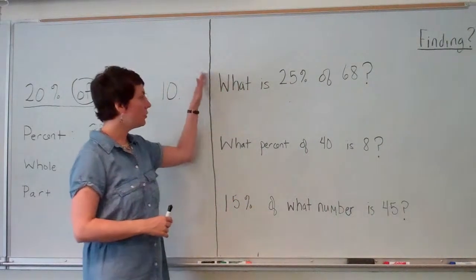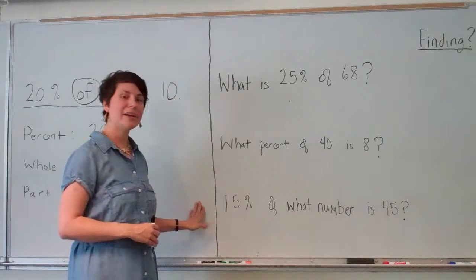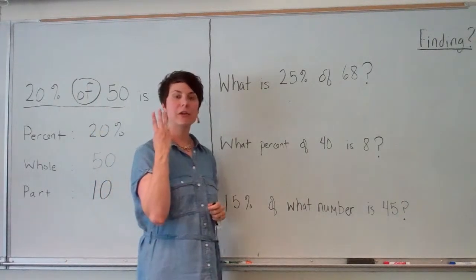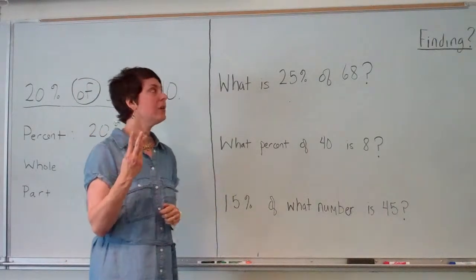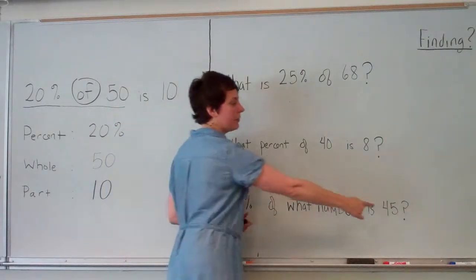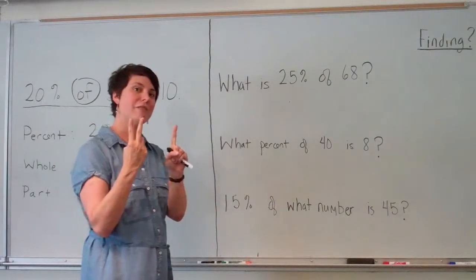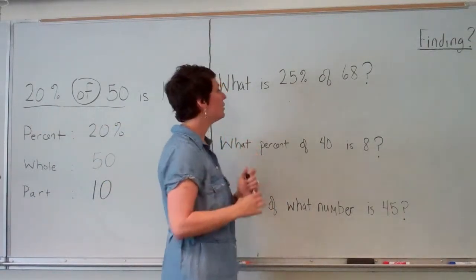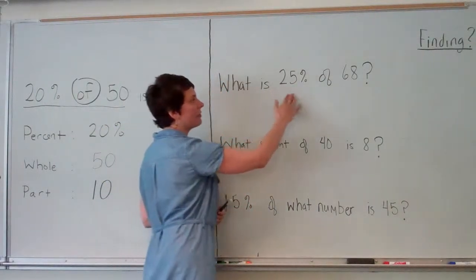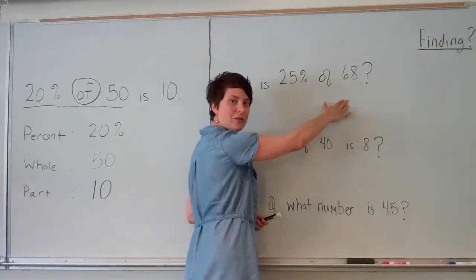Over here, we have some problems. And like I said before, there are three possible things we could know. In our problems, and we know they're problems because we have question marks, they're going to give us two things, and we're going to try to find the third thing. So let's figure out, in these statements, what do we have, and what are we trying to find?